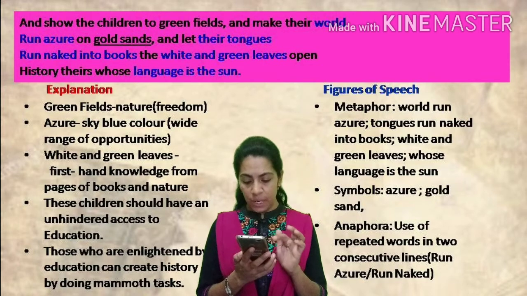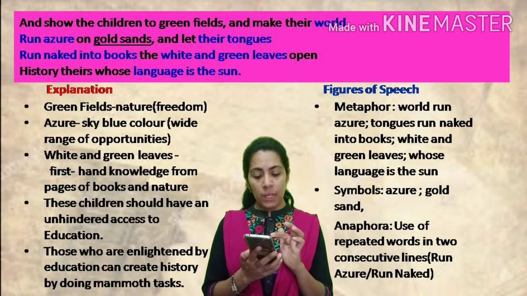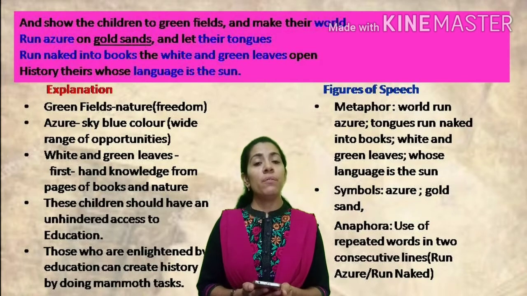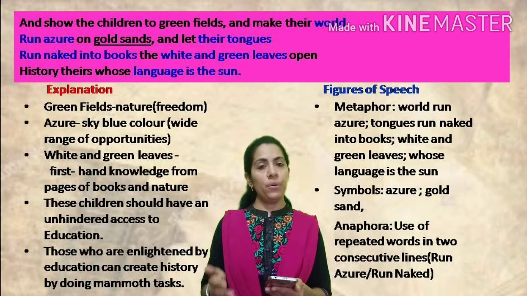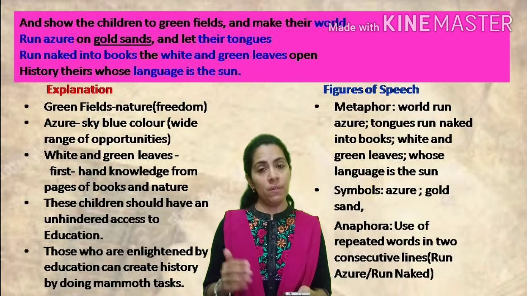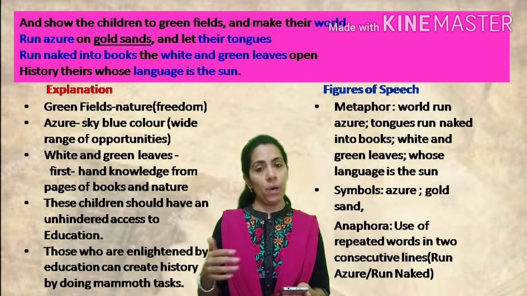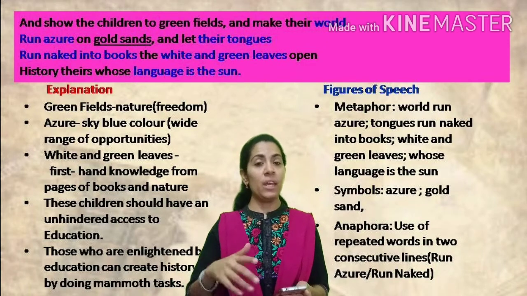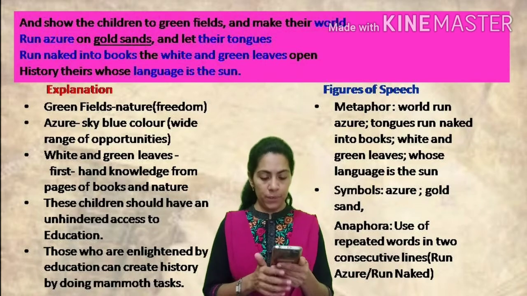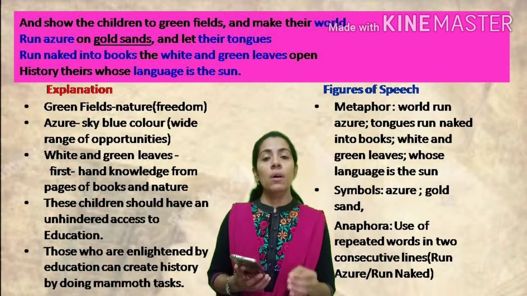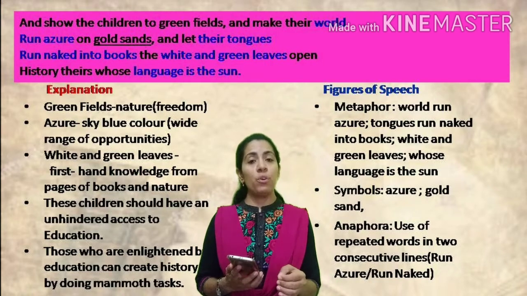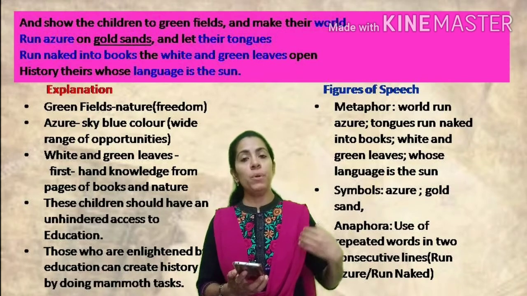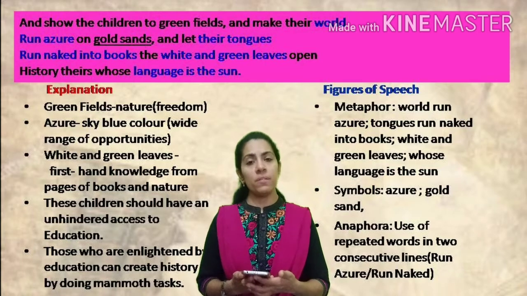And let their tongues run naked into books, and white and green leaves open. The world of knowledge and the world of nature both should be open for them. They should read. The tongue should run naked into books. How beautifully Stephen Spender is using this metaphor. Tongue is running into books, running naked into books. Naked means uninterrupted, unhindered. So they should be given a chance to get literate, to get a good education, and from that will come the upliftment of this weaker section of the society.